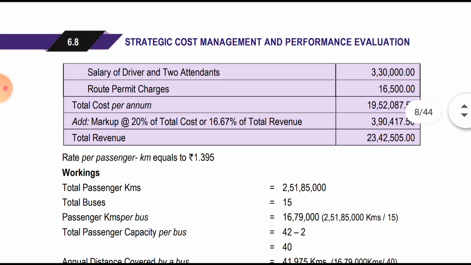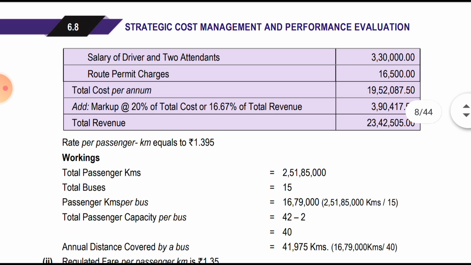Then the salary, as they had said, for the driver and 2 attendants is 27,500 per month. We'll simply multiply it by 12 and get 3,30,000. Route permit charges they have given as 16,500 in the question itself, so the total cost is 19,52,087. We will add a 20% markup on the cost. Take the cost figure on the calculator, multiply it by 20%, so that will be the markup, and then add both to get the total revenue.